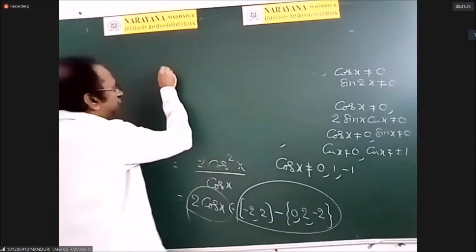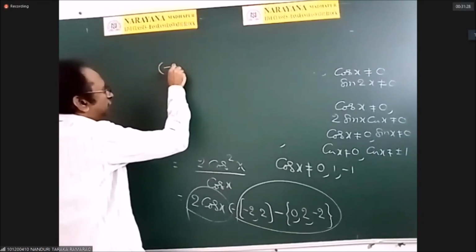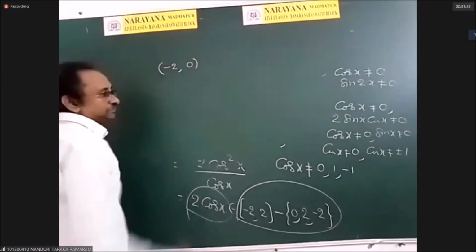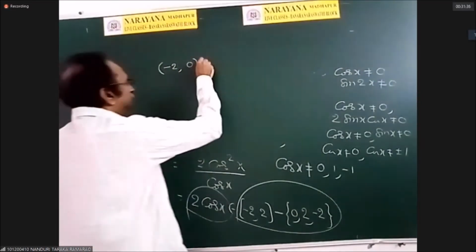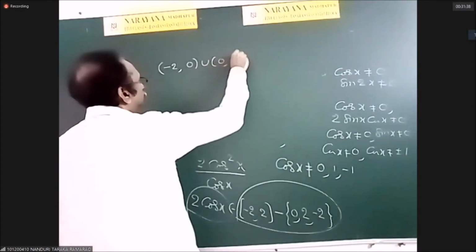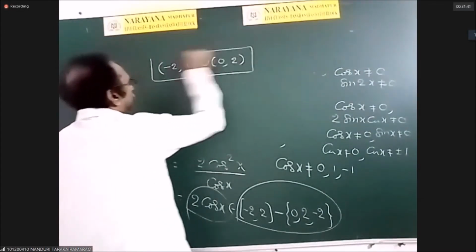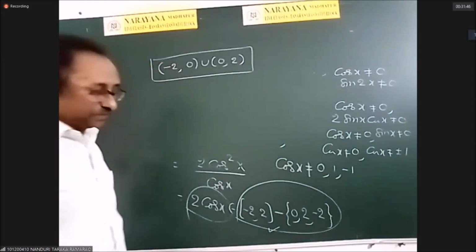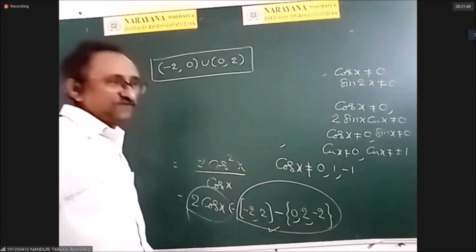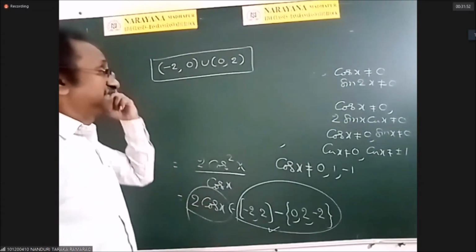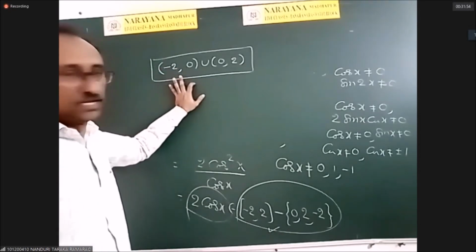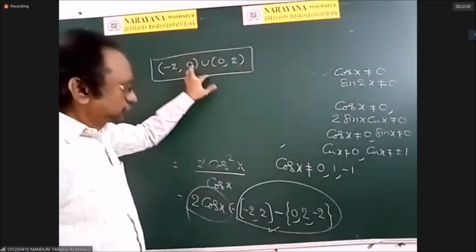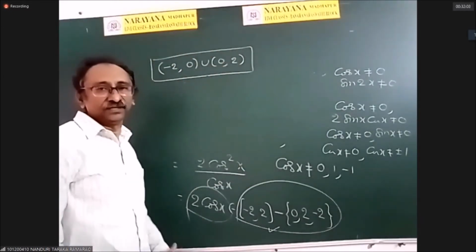That can also be written as the open interval (-2, 0) union (0, 2). So this is the correct expression. The material actually gives it roughly as [-2, 2], but in the exact sense this must be the range: -2 to 2, but -2 should not be there, 2 should not be there, and 0 should not be there. Okay. Any doubt now?